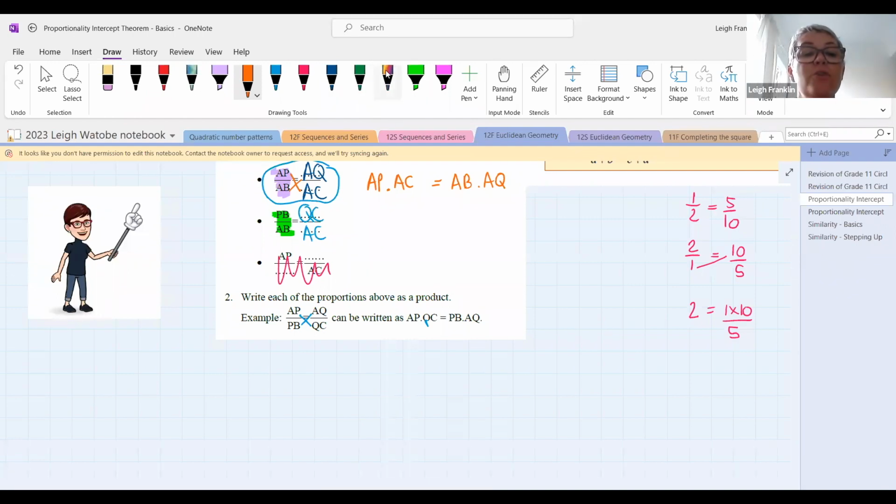Let's see if we can do that with the next one. Write that as a product. So the one that's got the rainbow ring around it, let's write that as a product. Very nice. Yes. Good. Lovely. Very good. You guys are smashing it. Excellent.